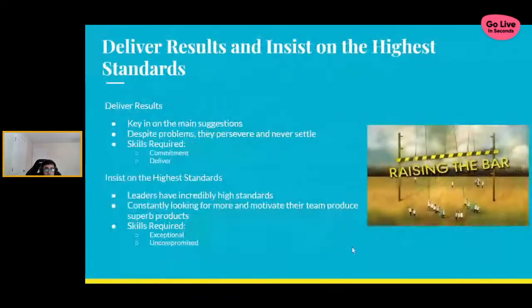All right, delivering results and insisting on the high standards. So for delivering results, it's where one keys in on the main suggestions, and despite problems, they try to persevere and never settle. The skills required for this are the ability to be committed and deliver.